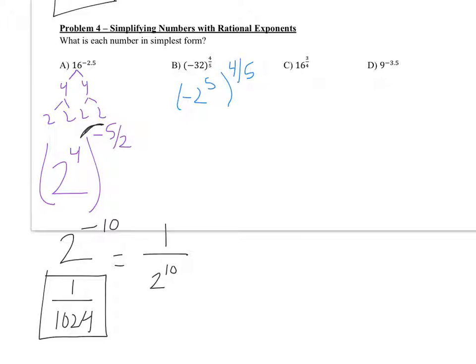So when I have this power to a power, when I multiply this, one thing it might be helpful to do is say this is negative 2 raised to the 5th power. So now when you do this power to a power, that becomes 5 times 4/5, which is the same thing as negative 2 raised to the 4th. And negative 2 raised to the 4th is going to give me 16. So my answer here would be 16.